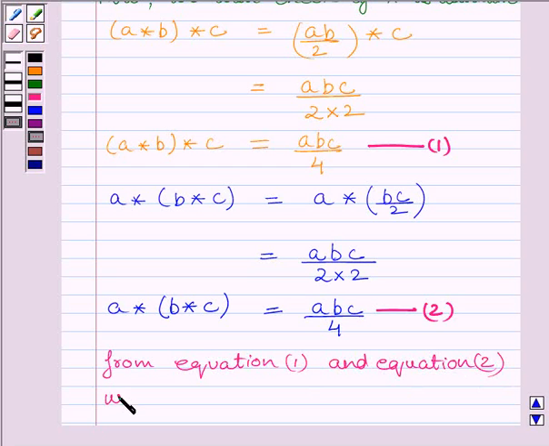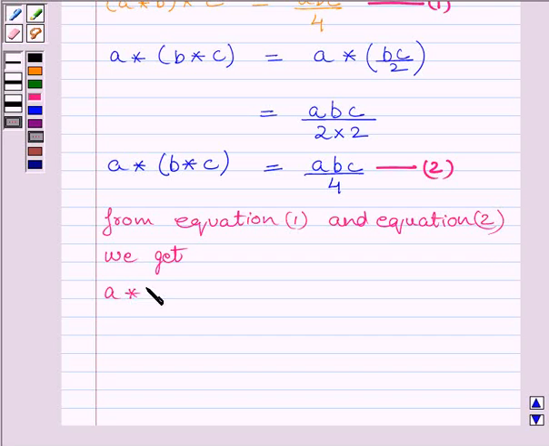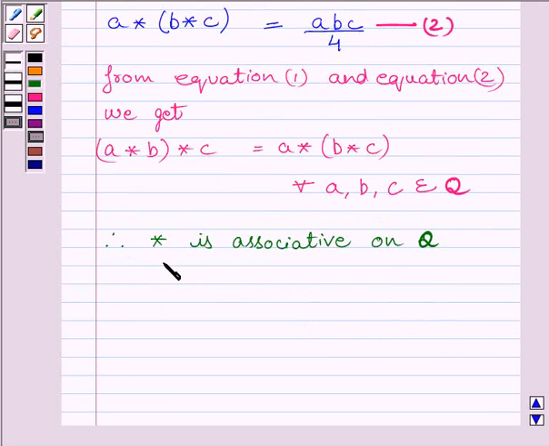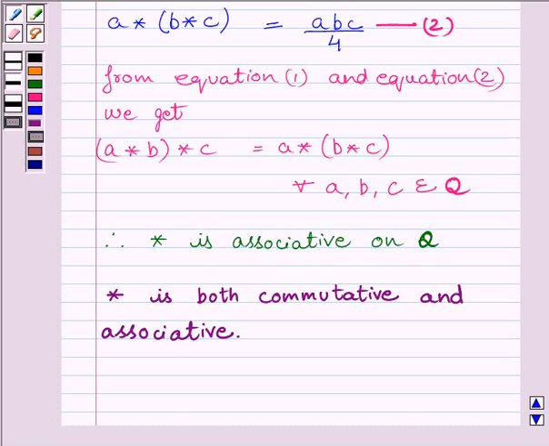we get A star B star C is equal to A star bracket B star C for every A, B, C belonging to Q. Therefore, we get star is associative on set Q, where Q is the set of all rational numbers. So, our final answer is star is both commutative and associative.